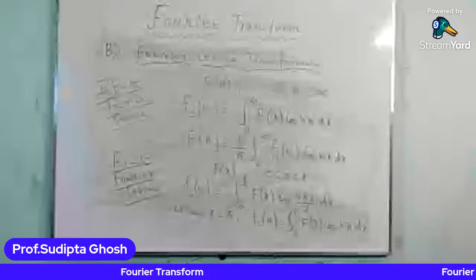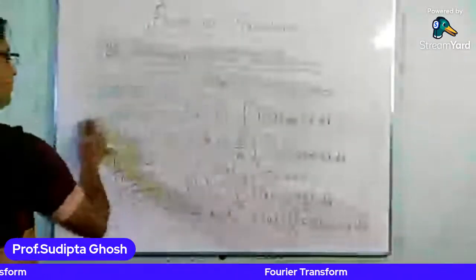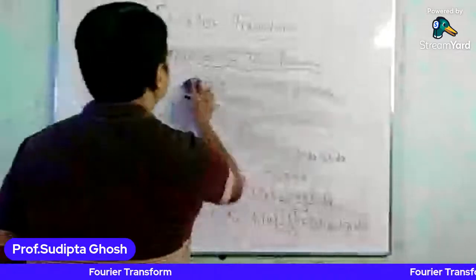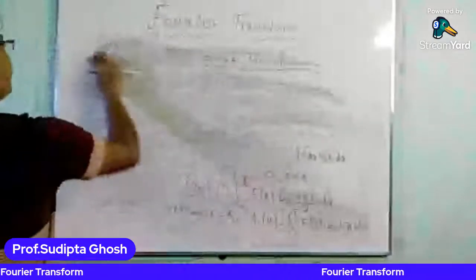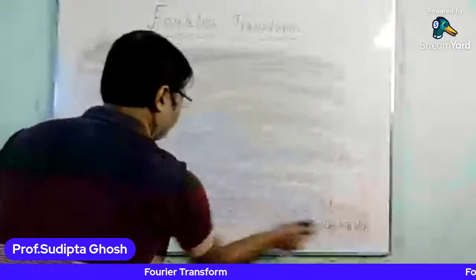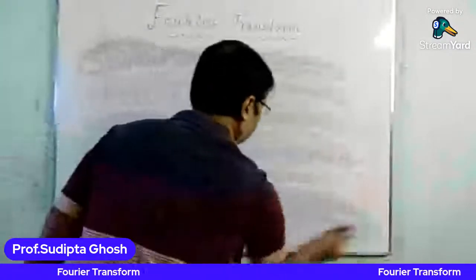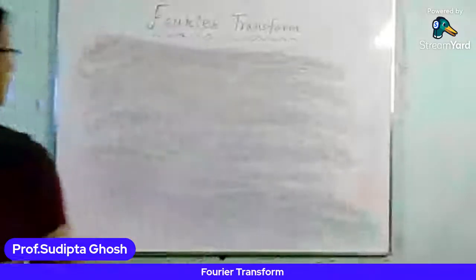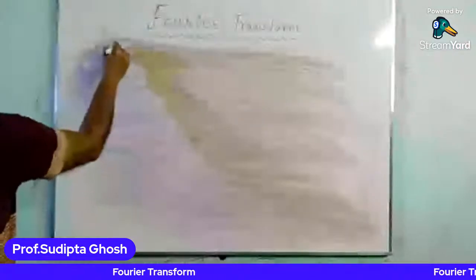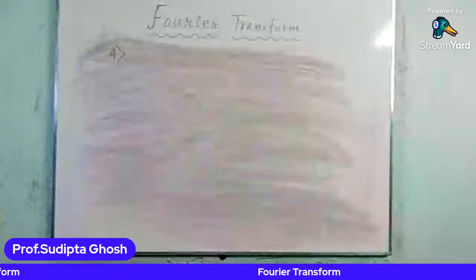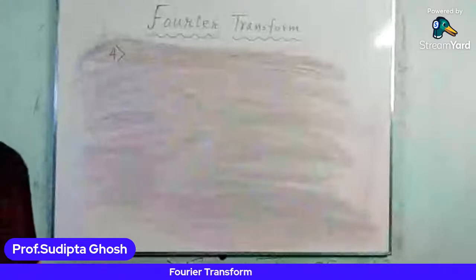Now let's take an example, how to use this Fourier cosine transformation. And for this, I think example number 4, find the finite Fourier.